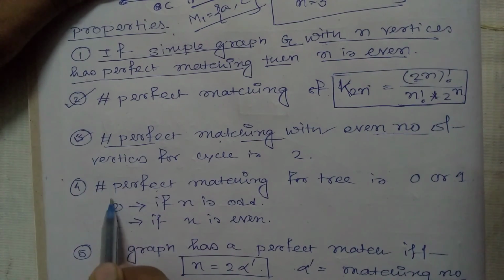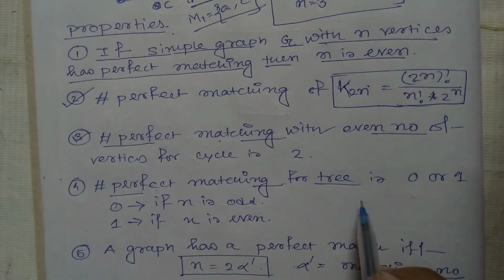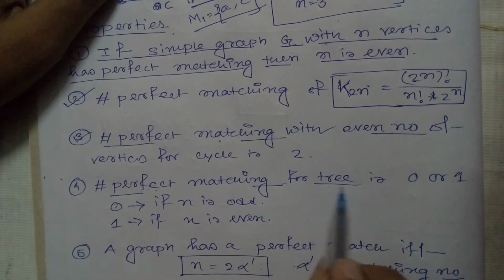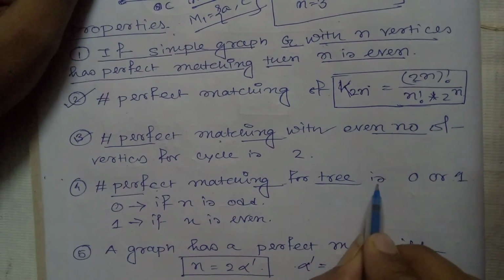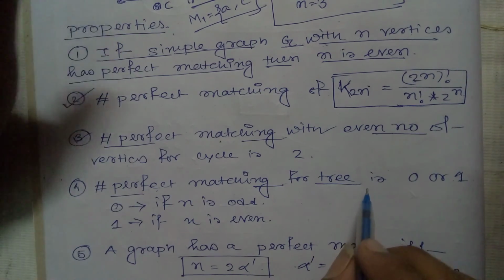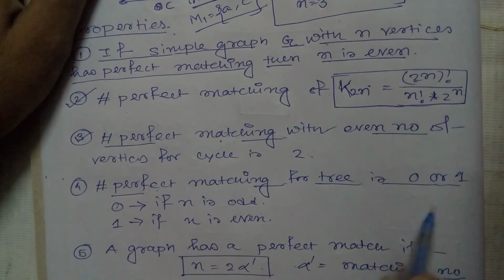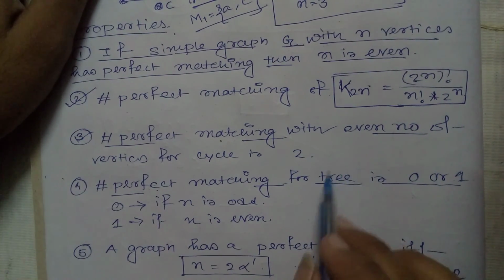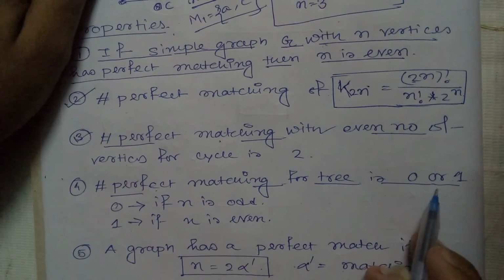Okay, so the number of perfect matchings for a tree. What do we mean by a tree? A tree is an acyclic connected graph. It doesn't contain any cycle, and it must be connected. So the number of perfect matchings for a tree is 0 or 1, and I will make a separate video on trees. This is an important topic in the field of computer science.